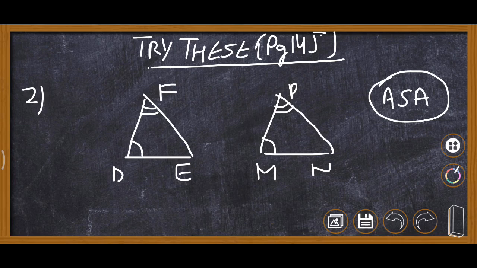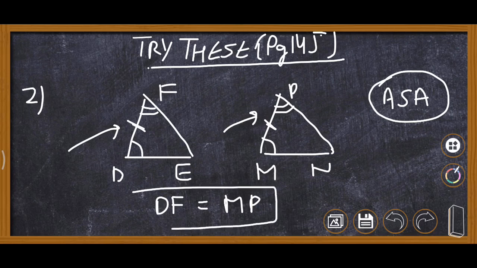So what information is needed for proving ASA in these two triangles? This side is also needed to be equal to this side. Means DF should be equal to MP. So this information we need. So its answer will be DF is equal to MP. So this is needed for proving these triangles as congruent by using ASA.